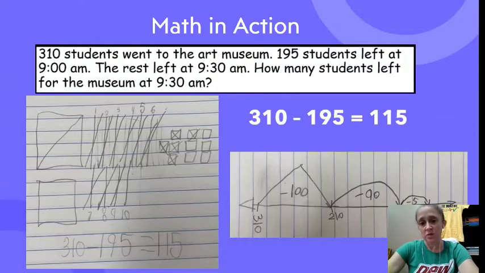So you're going to now listen to two of the students that had these two strategies and hear their thinking about how their strategies are alike and different.